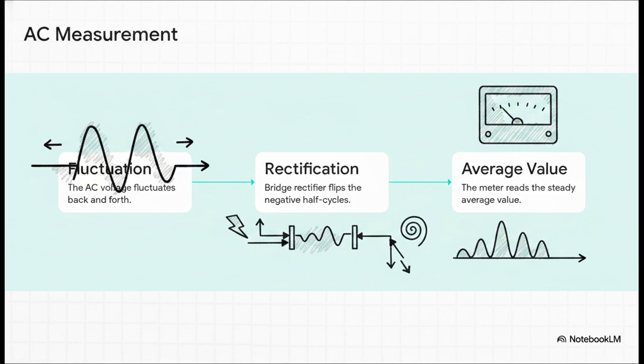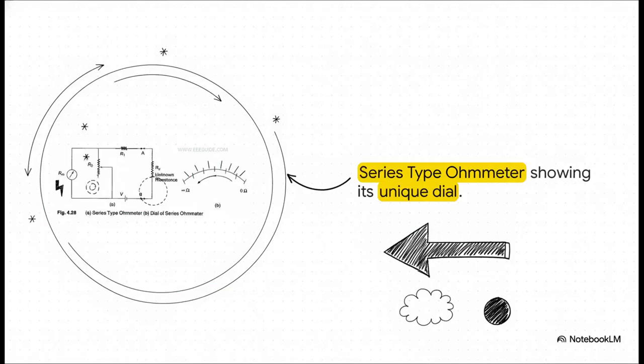How cool is that? Finally, let's look at how we actually measure resistance itself using a series type ohm meter. By popping a small internal battery in there to provide a known voltage and adding an adjustable zero resistance dial to calibrate things, we can figure out an unknown resistance just based on how much current flows through.